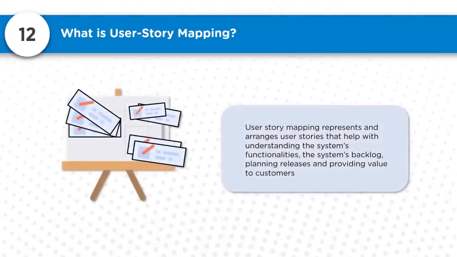So what is user story mapping? User story mapping represents and arranges user stories that help with understanding the system's functionalities, the system's backlog, planning releases, and providing value to the customers. First of all, we write user stories to understand the required features and functionality from the user perspective. Now, if we map those user stories, which user story links to which other user story, which functionality links to which other functionality, determining that will become easier.